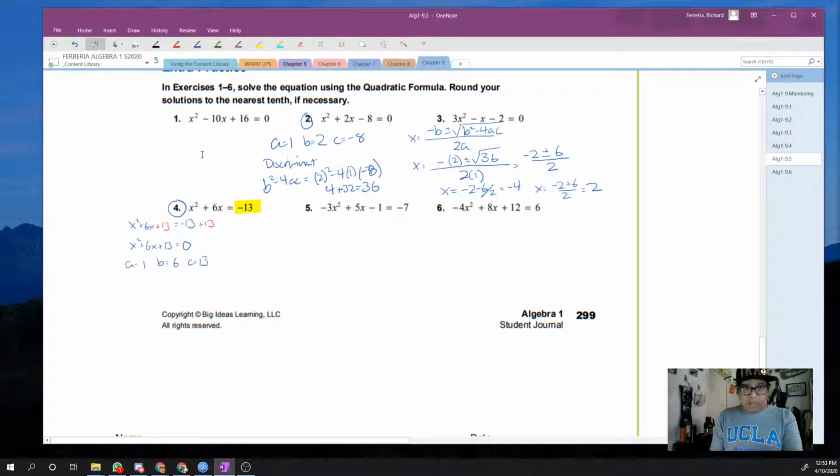Let's figure out a, b, and c. And now that I have a, b, and c, calculate the value of the discriminant. So the discriminant is b squared minus 4ac, which is 6 squared minus 4 times 1 times 13, which is 36 minus 52, which is, oh my gosh, that's negative 16. The discriminant is negative. What did I say to do if the discriminant is negative? Stop working. The answer here is no solution.